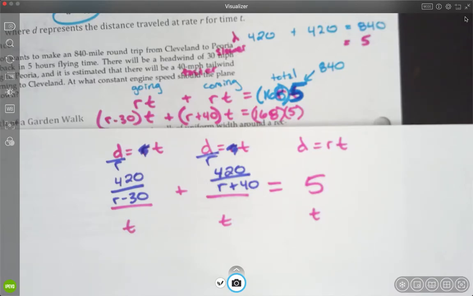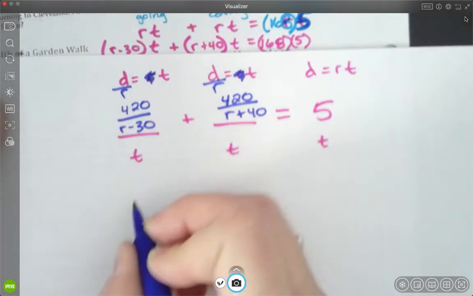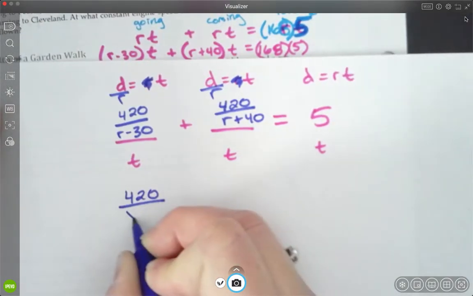Suppose I don't want to simplify this any further. Can I plug it into my calculator and have the calculator do it for me? Yeah, because Mr. Moose shows us how to solve any equation. So 420 over x minus 30, because we'll have to switch it to x's.